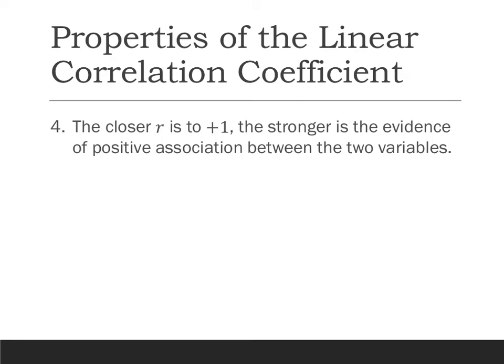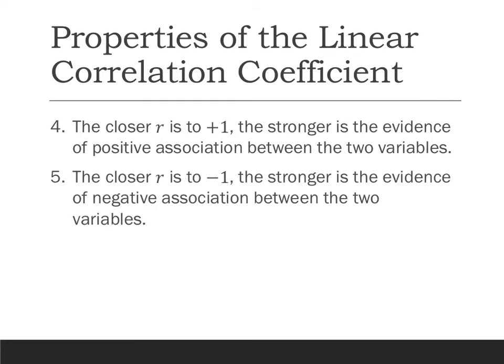It's the negative, but it's still stronger. So the closer it is to -1, the stronger our evidence is that there's a negative association. We've got to be really careful because we're used to going from strong evidence, and then if we go to the opposite side, we have weak evidence. Well, that's not how this works.